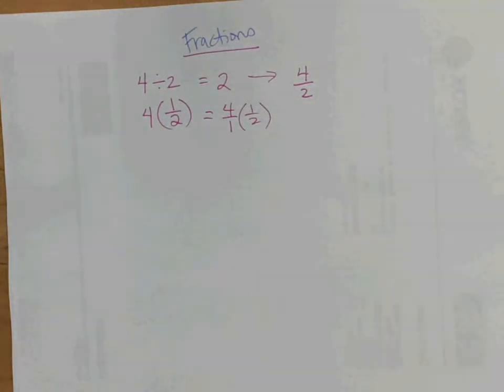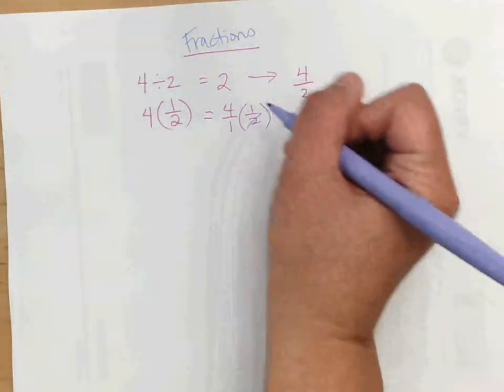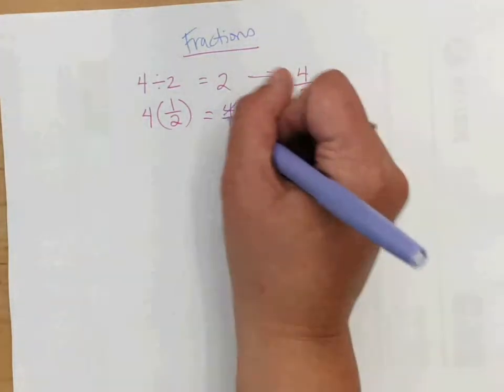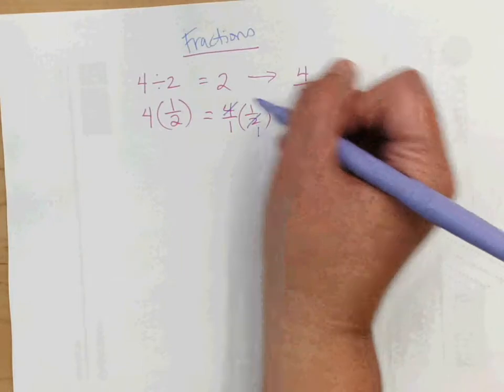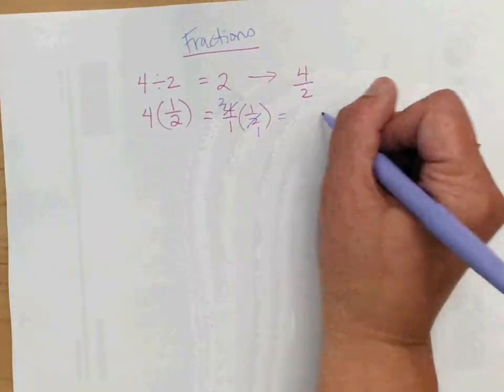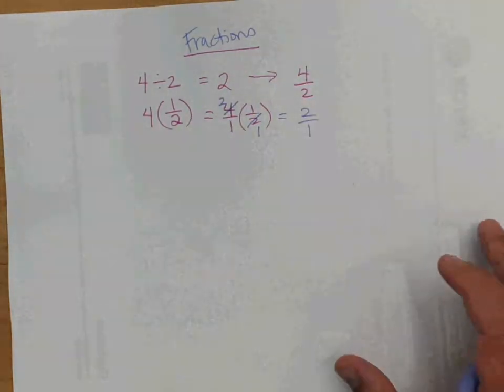When we multiply fractions, we can always cross cancel, right? What can we cross cancel here? Yeah, this 2 goes in here once, 2 goes in here twice. We multiply across, we get 2 over 1.